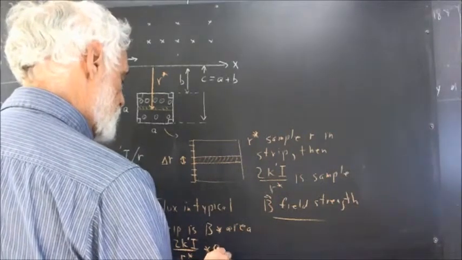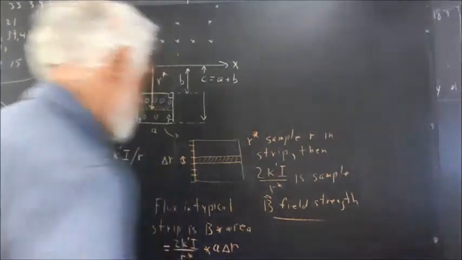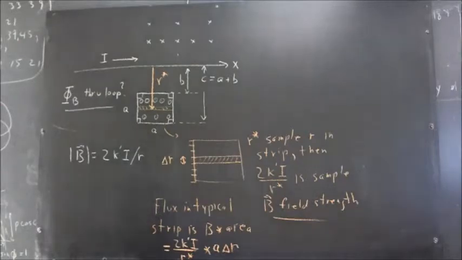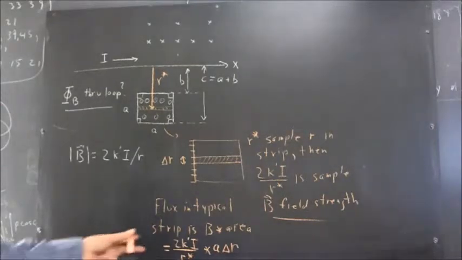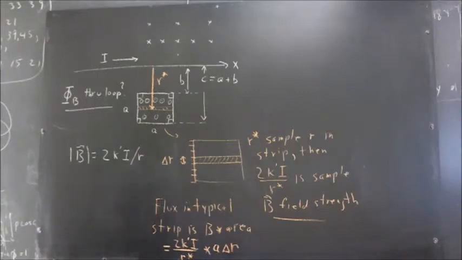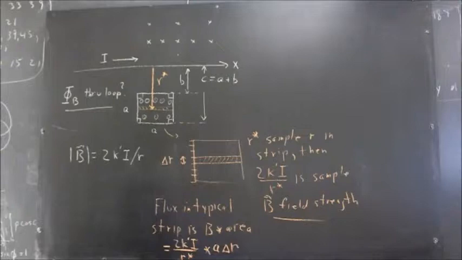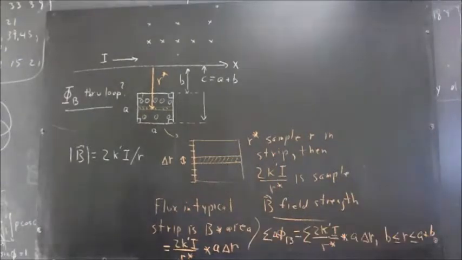So it's little a delta R. Now, what integral do we get if this is the contribution of an arbitrary strip? What sum do we get to give us the total flux? And how does that sum lead us to an integral, and what is our integral?